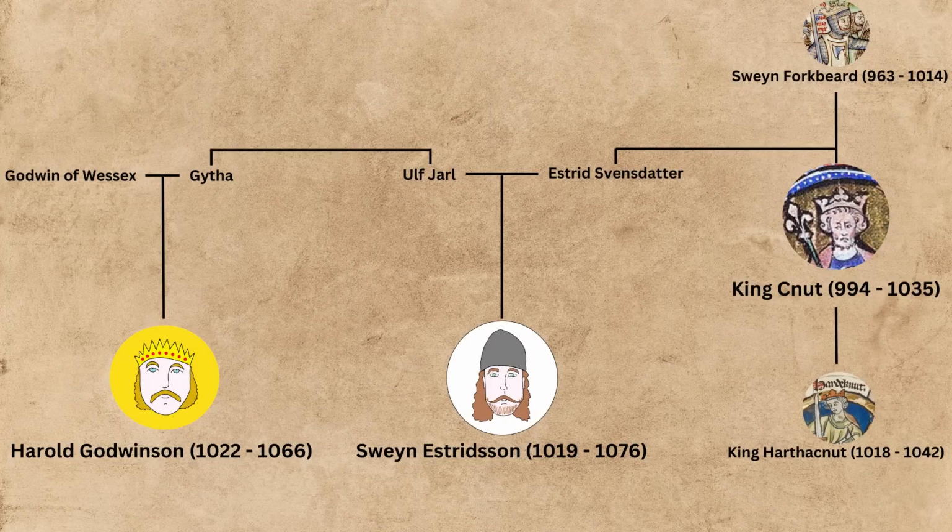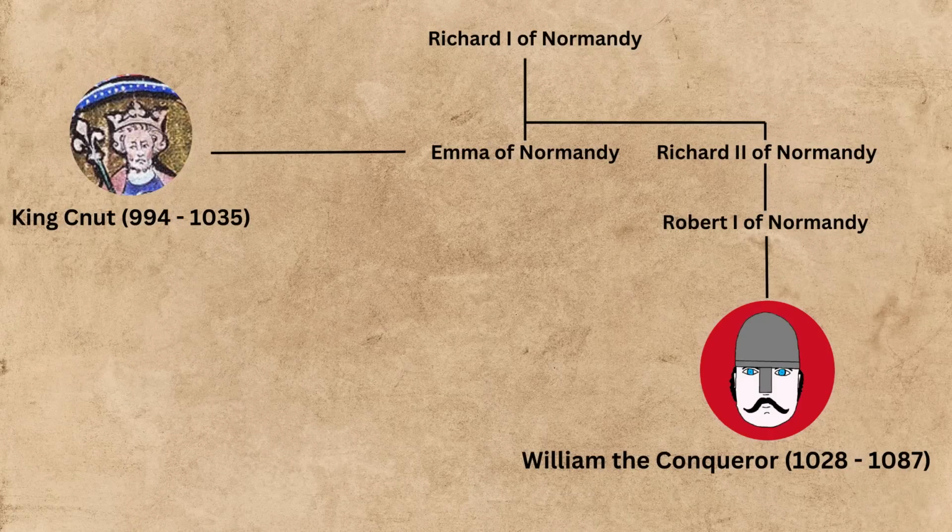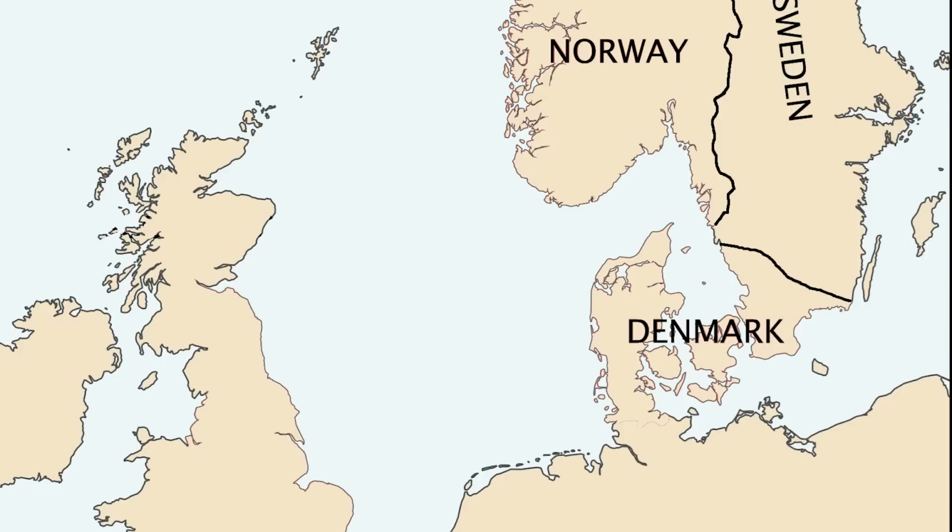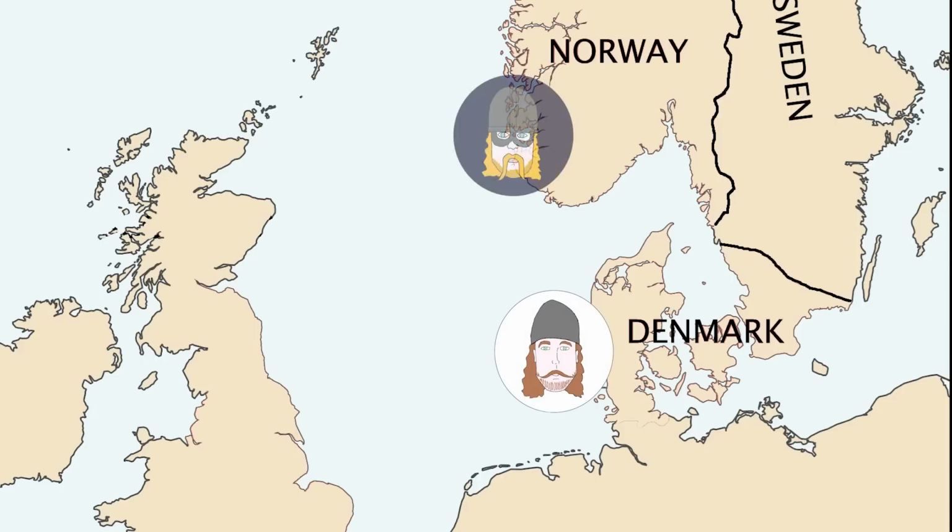He was born in England in 1019 and related to 3 of its kings. He was nephew to King Canute and cousin to both King Harthacnut and Harold Godwinson. He was also very distantly related to William the Conqueror. King Canute's wife was William's great-great-aunt. Like I said, the family trees are quite complicated. In 1047, Sweyn became King of Denmark after a struggle with Harald Hardrada, who became King of Norway.